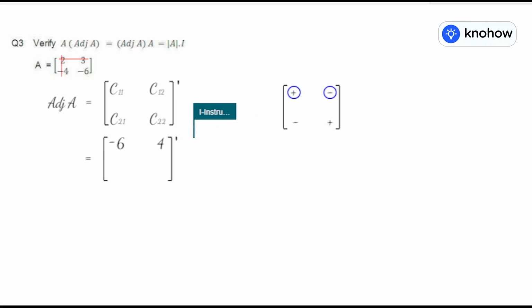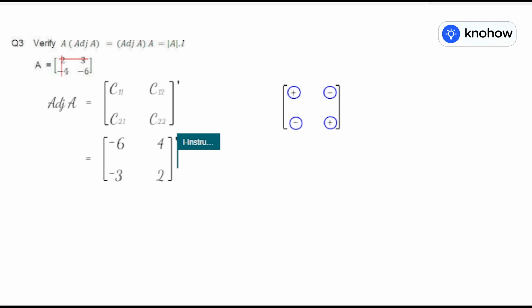And of course the transpose. Then for C21, delete the row and column through minus 4, you get 3, with the change of sign, so C21 will be negative 3. And then for C22, delete the row and column through negative 6, the opposite element is 2 with the same sign, so that will remain 2. So you get minus 6, 4, minus 3, 2. Don't forget to take the transpose.